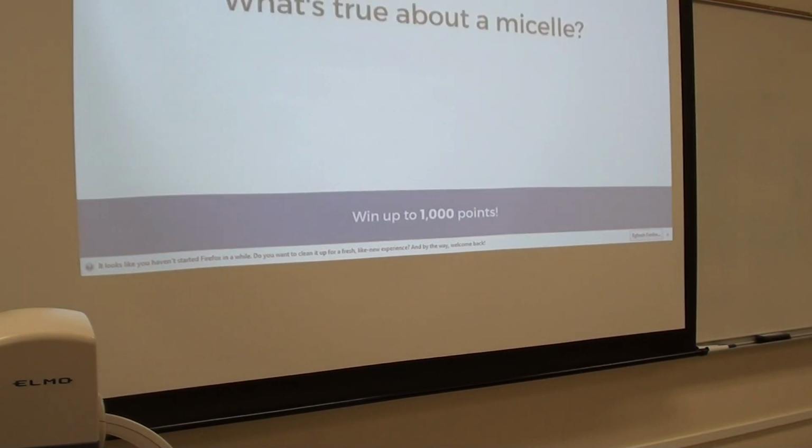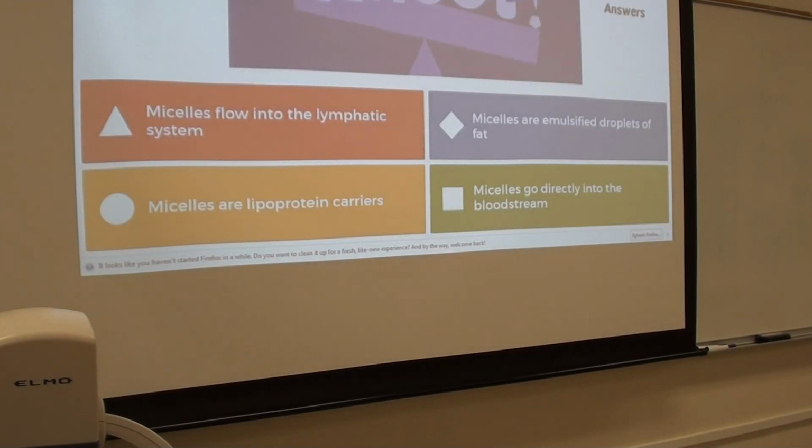Oh, I'm going to keep going. Okay, so what's true about a micelle? Micelles flow into the lymphatic system. Micelles are emulsified droplets of fat. Micelles are lipoprotein carriers, or micelles go directly into the bloodstream.